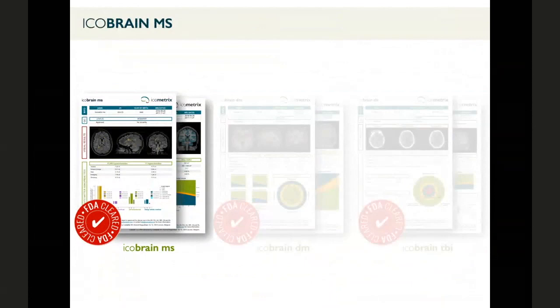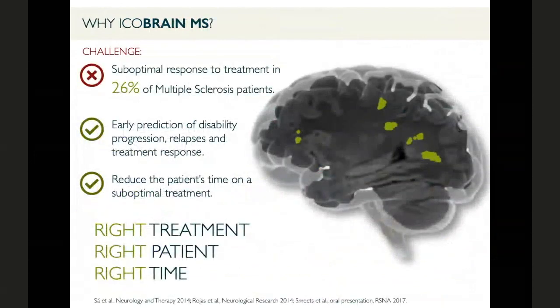So with each report, we try to tackle a disease-specific challenge. And in MS, this is the high percentage of suboptimal treatment response in MS patients. With brain volumetrics, we help the early prediction of disability progression and eventually want to reduce the patient's time on a suboptimal treatment. So what we really try to do is track disease progression in already diagnosed MS patients accurately and objectively to ensure that the right treatment goes to the right patient at the right time.